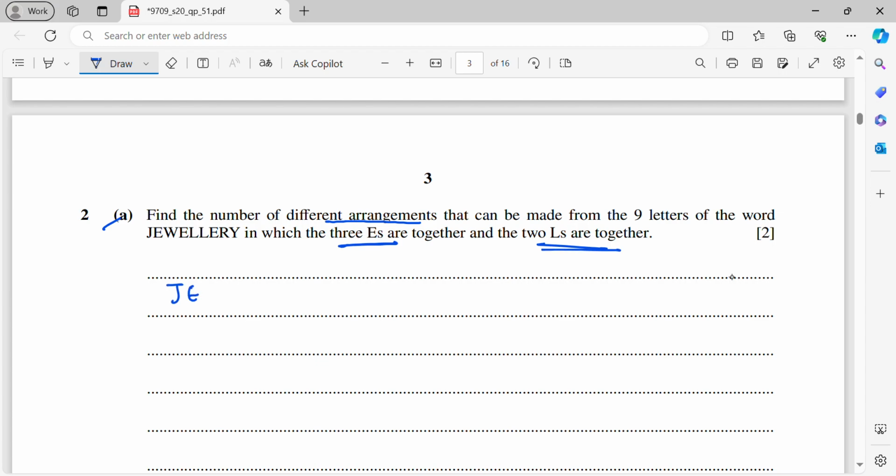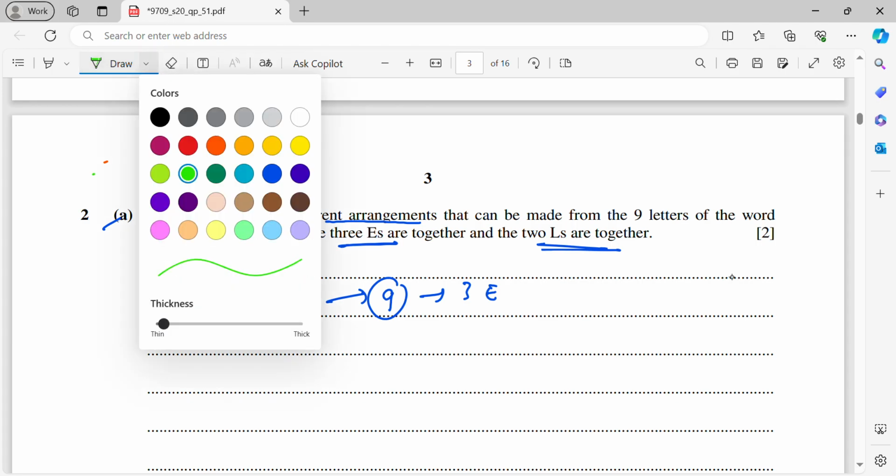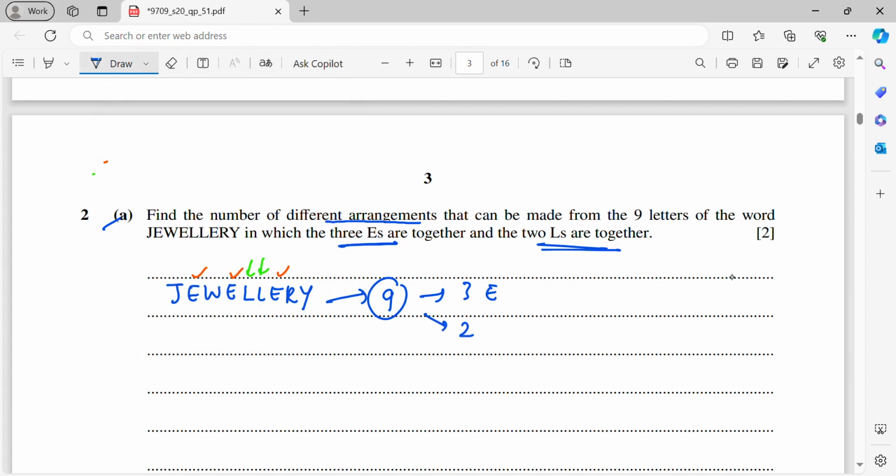So first of all, I need to write down the letters. There are 9 letters here, but out of the 9 letters, I have 3 E's, and then I have 2 L's, and then I have 1 J, 1 W, 1 R, 1 Y. So I have another 4 others.